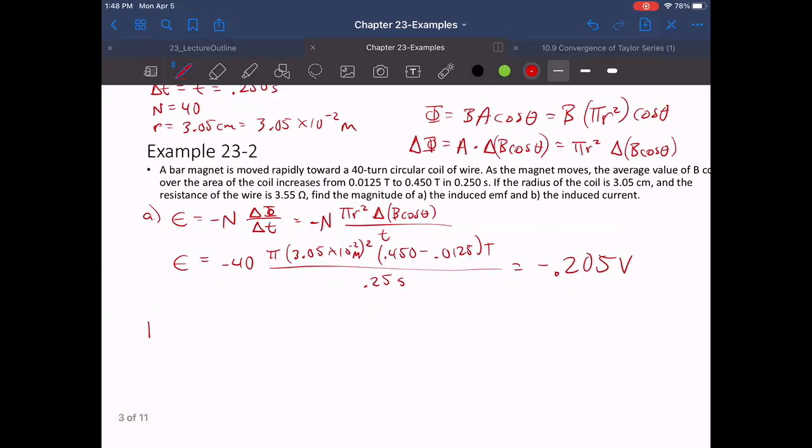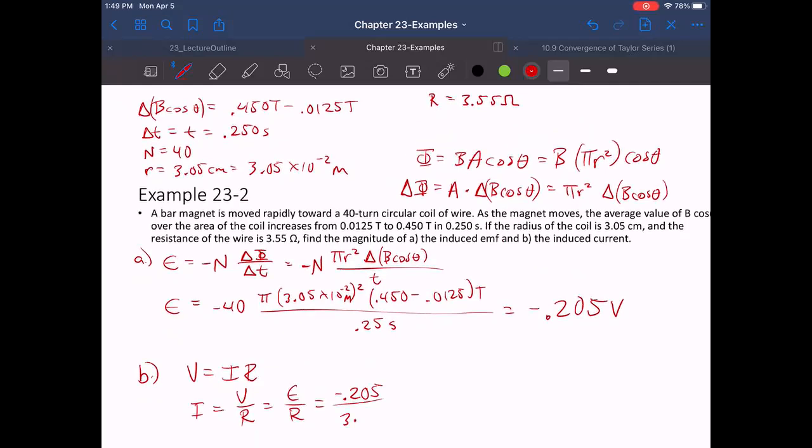And then part B, the induced current. I'll probably try one more time here. The induced current is going to be from V equals IR, I equals V over R, which is epsilon over R, which is 0.205 over the resistance, which was 3.55. What is that? 0.06. Yeah, back in the game. So about 0.06 amps-ish. 2 out of 3 ain't bad.